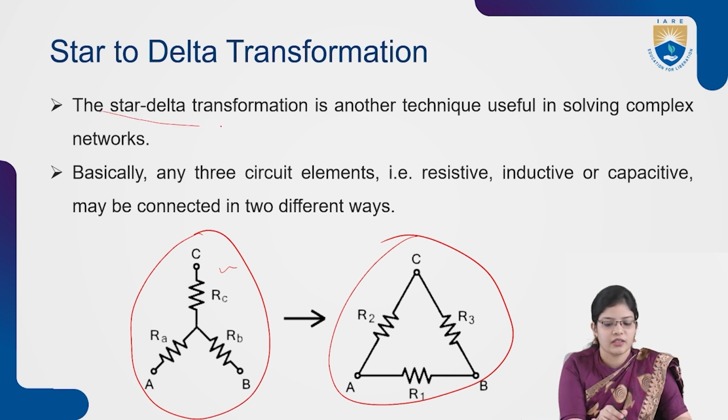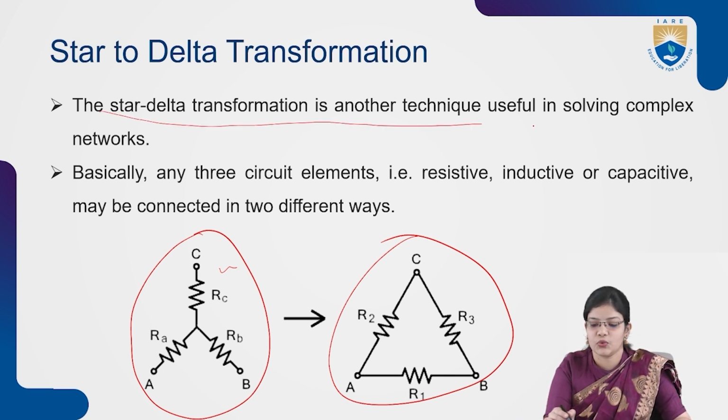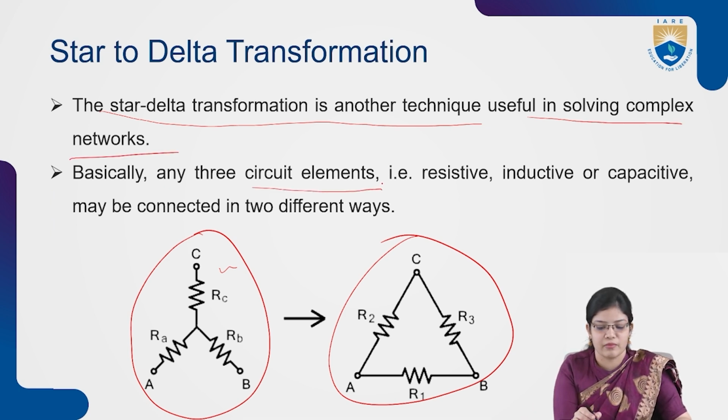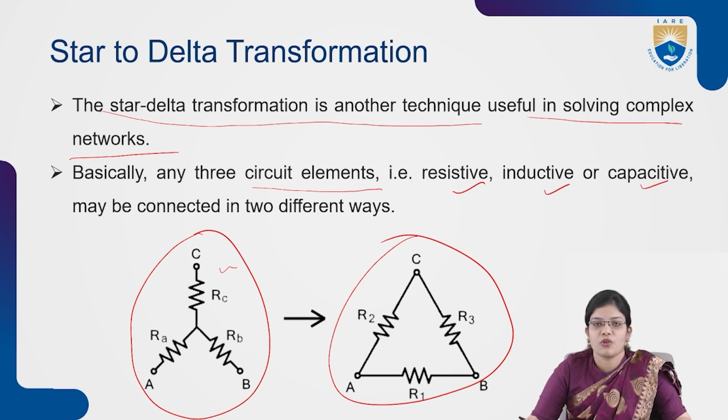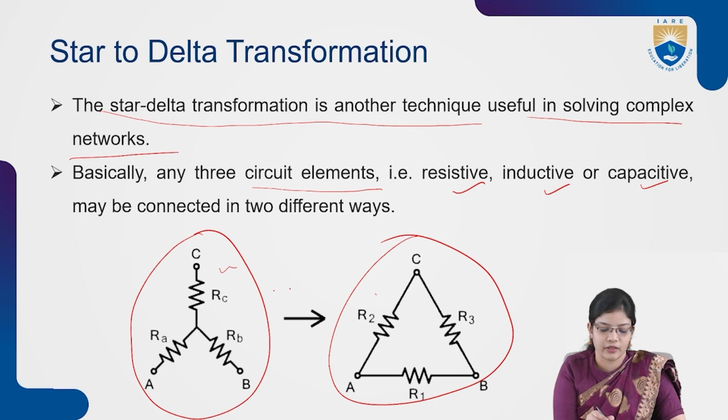So the star delta transformation is another technique useful in solving complex networks. Basically any three elements such as resistive, inductive, capacitive, this star connection or delta connection may be connected either by using resistances or capacitances or by inductances. Mostly we'll be using star networks only. So this is the basic circuit of star and this is the basic circuit of delta. Star connection will be converted into delta and delta will be converted to star.